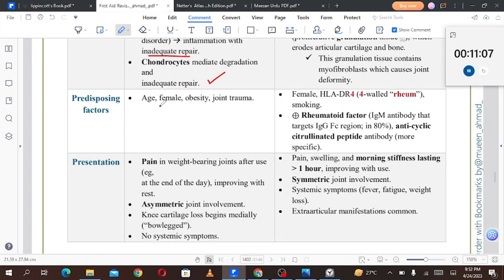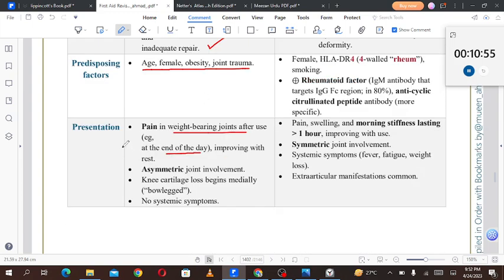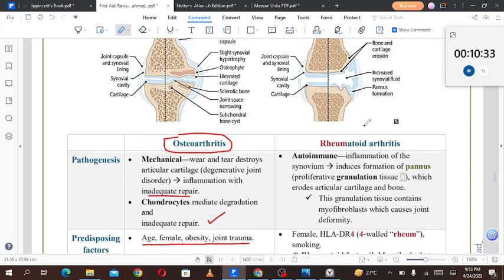Predisposing factors are age, female sex, obesity, and joint trauma. Presentation: it will present with pain in the weight bearing joints after use, for example, at the end of the day, improving with rest. Asymmetric joint involvement. Knee cartilage loss begins medially, that is bow-legged, I guess genu varum deformity, and no systemic symptoms will be found. We'll see that in rheumatoid arthritis.